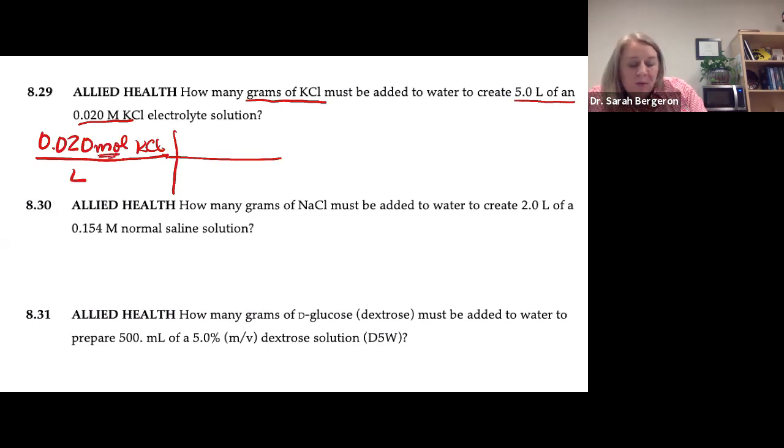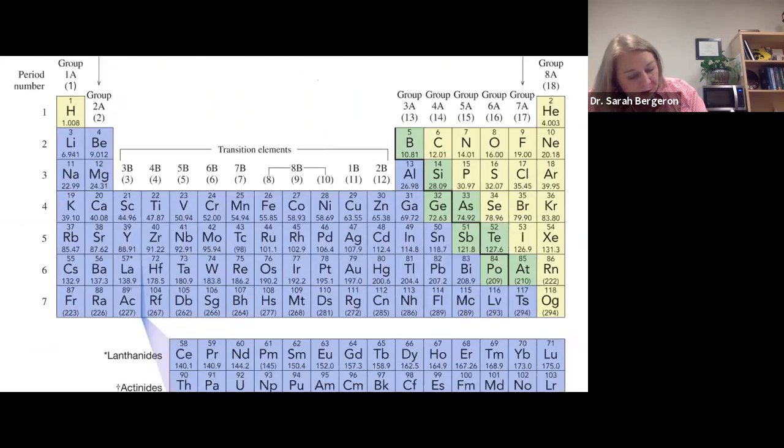Well, here's moles. How do we get from moles to grams? Remember, we're in mole town. Remember mole town? So we know that there's a relationship between the number of moles of KCl and the number of grams of KCl. So in order to do that, you have to go to the periodic table and look, what is the mass of potassium? What is the mass of chlorine? So if you go to your periodic table, here is potassium, 39.10, and here's chlorine, 35.45.